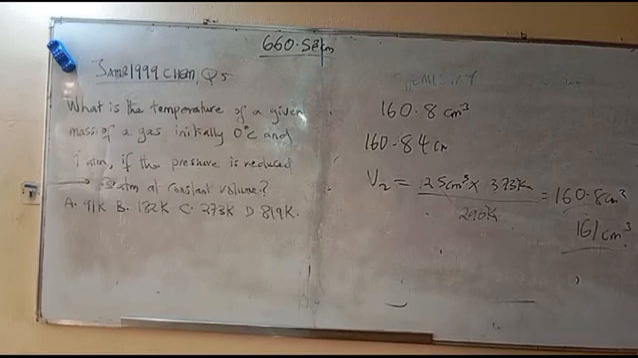The question says, this is JAMB 1999 chemistry, question 5. It says, what is the temperature of a given mass of a gas initially at 0 degrees Celsius and 9 atmosphere? I didn't mention that pressure is also measured in atmosphere. Pressure can be in millimeter mercury, it can be in Newton per meter square, it can also be in atmosphere. The unit can also be atmosphere.